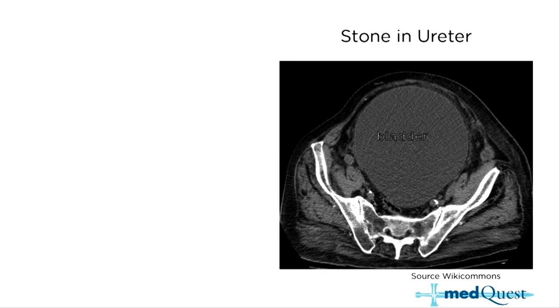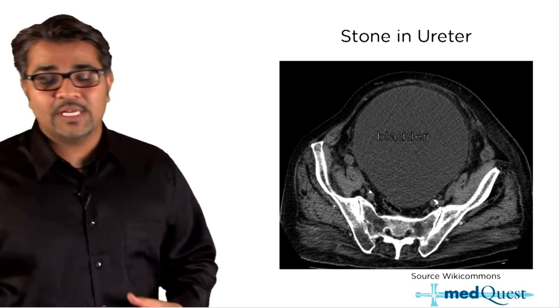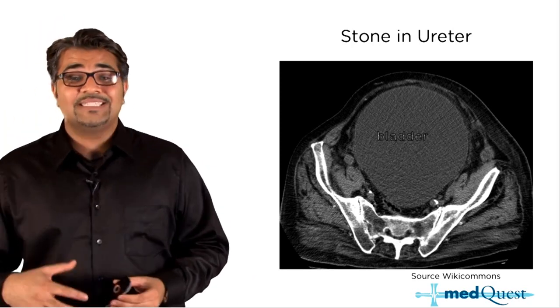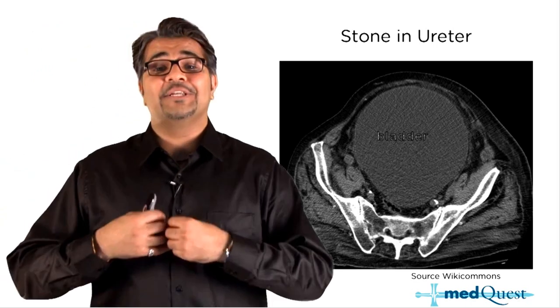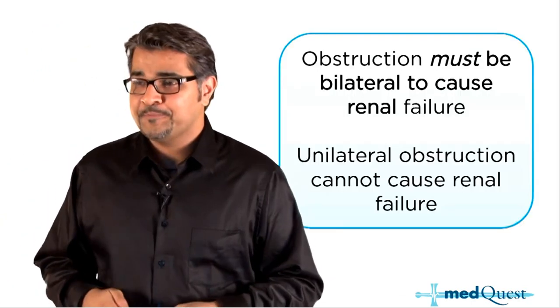Now let's keep going. This is a person who has a stone in the ureter and a stone in the bladder. Look at how distended that bladder is. It's taking up the entire abdominal contents, and that is an extremely painful event.